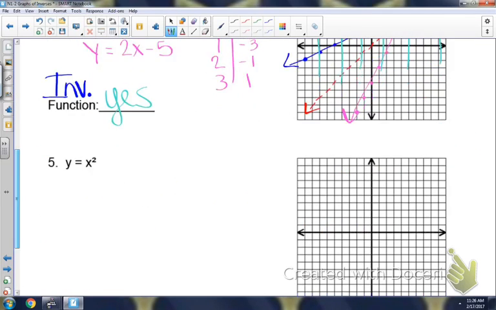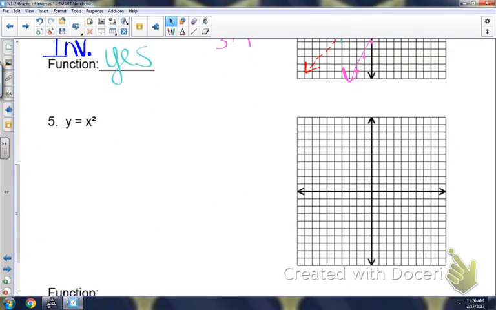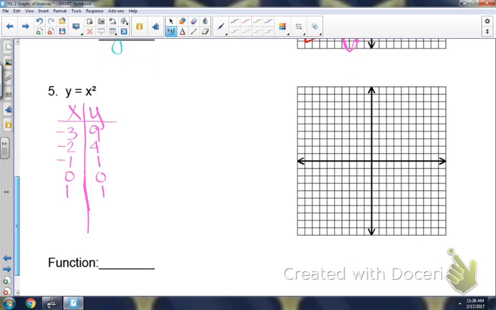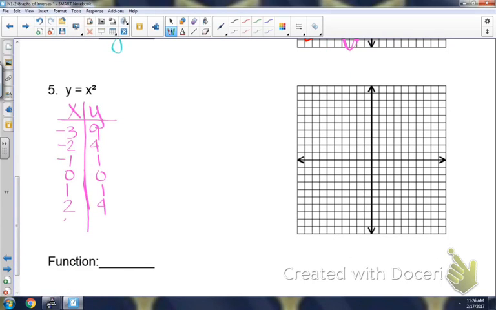Okay, 5, notice this is quadratic. This is the quadratic parent function. We've already gone over this. So you can plug it in the calculator if needed, but I already know what those points are. If we plug in a negative 3 and we square it, we're going to get a positive 9. Negative 2 squared would be 4. Negative 1 squared would be 1. 0 squared would be 0. 1 squared would be 1. 2 squared would be 4. And 3 squared would be 9.